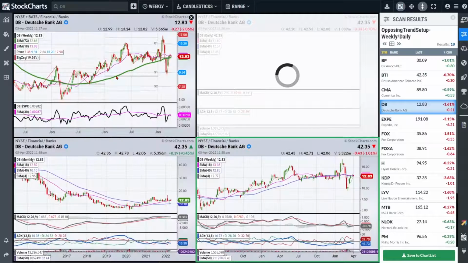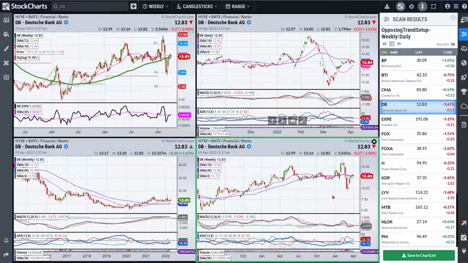I'm not going to go through all of these, but look at the violence of this pullback. Yeah, this 18 is above the 40. I mean, it does meet the criteria if you think about it. The problem is look at how violent that move was. So this is a no-go for me.